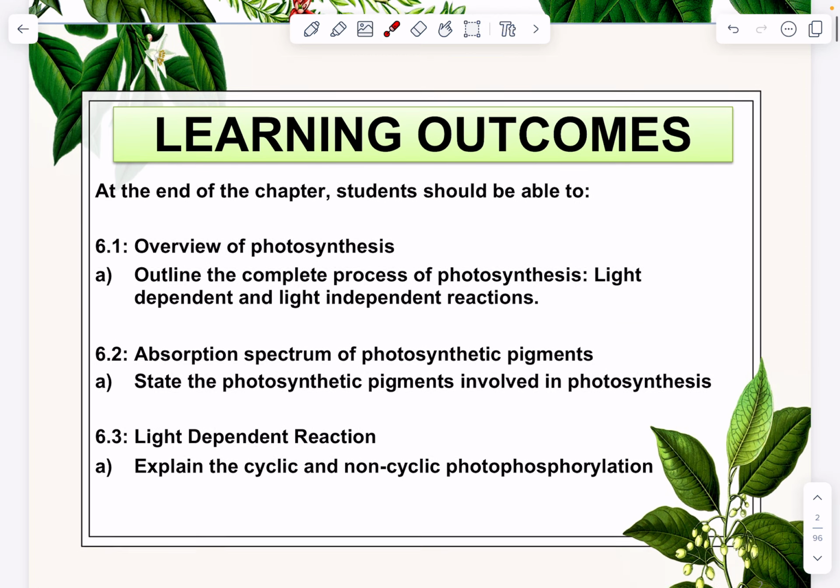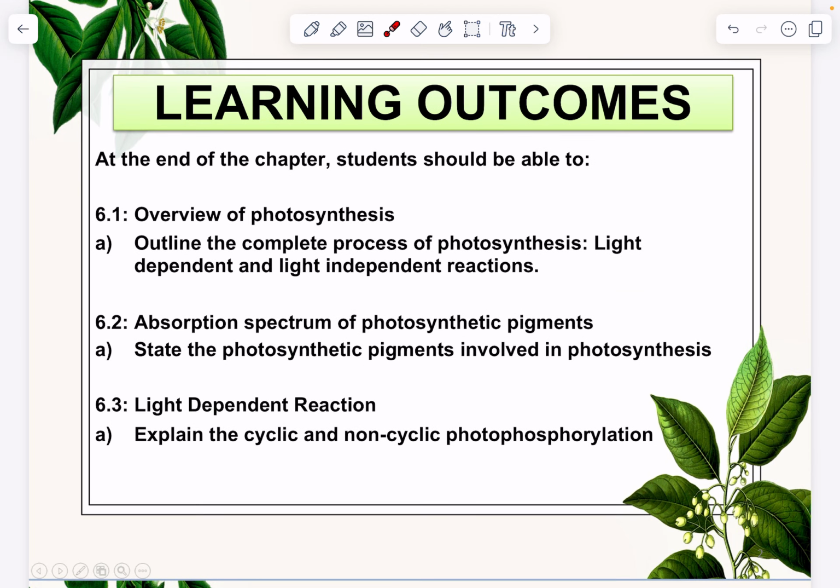So let's take a look at our learning outcome for today. In this video, we're going to learn about the overview, the introduction of photosynthesis. What exactly is photosynthesis? And I want you to know, in photosynthesis, we have two processes. The first one is called light dependent. That means you need light in order for this reaction to occur. And the second one will be light independent. The first one is dependent, the second one is independent. That means no need for light. It can occur without light.